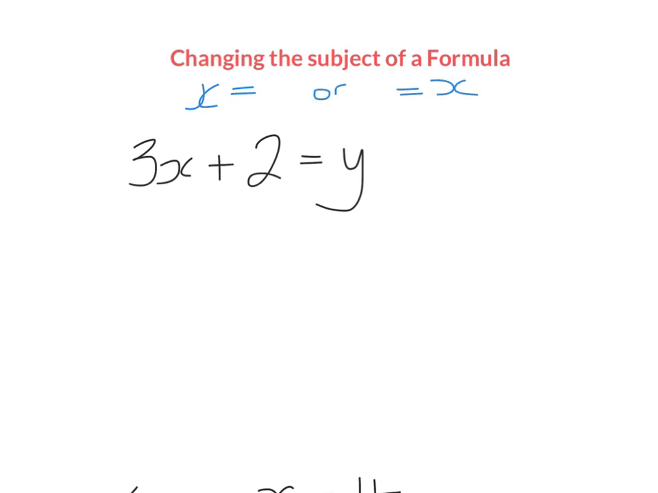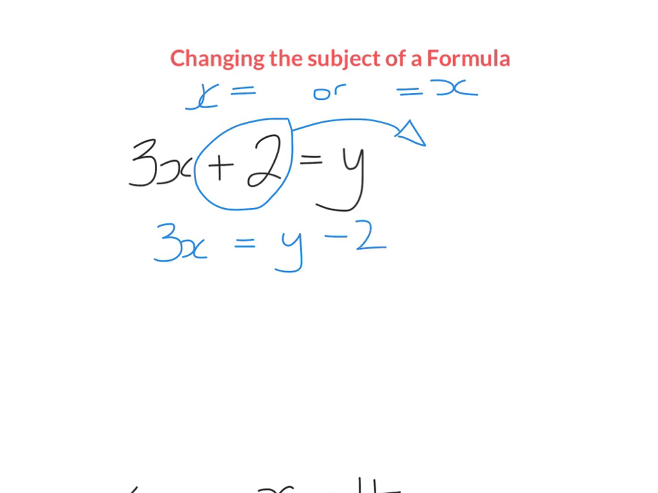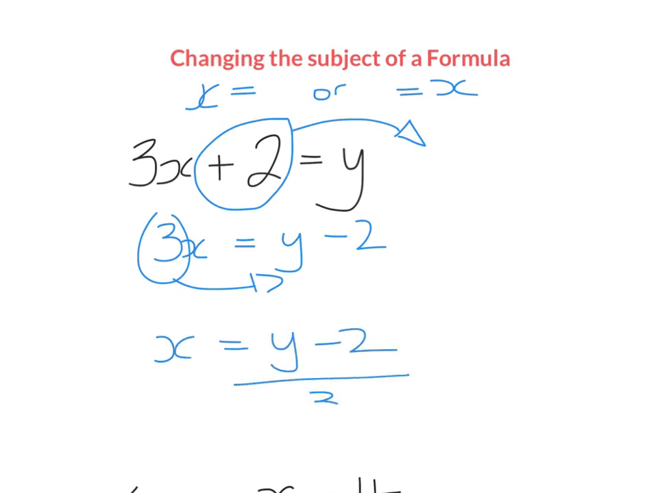Okay, so for this first one, 3x plus 2 equals y. I'm going to take my plus 2, swap side, swap sign, and that's going to become minus 2. So I'm going to have 3x equals y minus 2. I then want to have x on its own, so we need to move the 3. Because it's multiplying the x, it's going to divide. So I'm going to have x equals y minus 2, all divided by 3. And that's that one done.